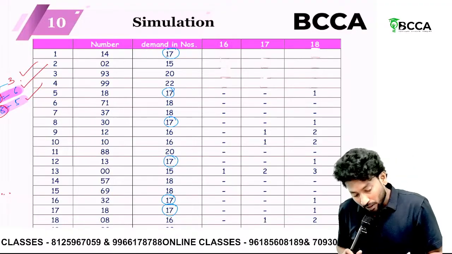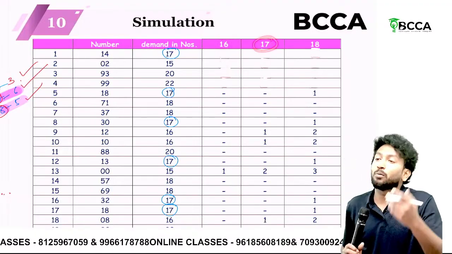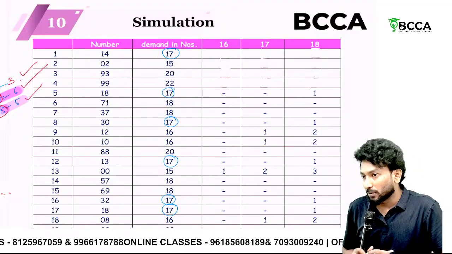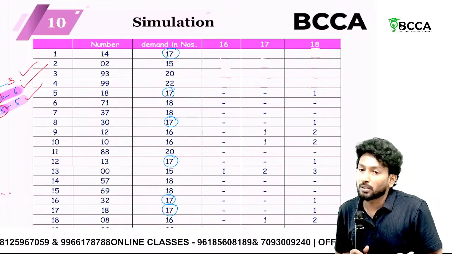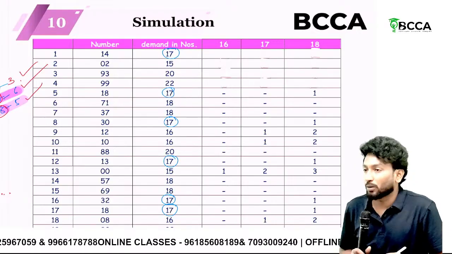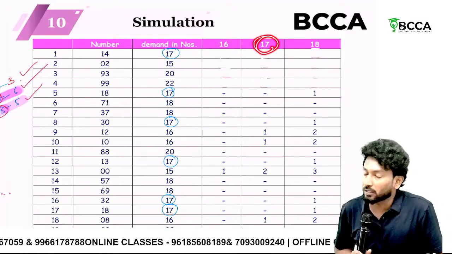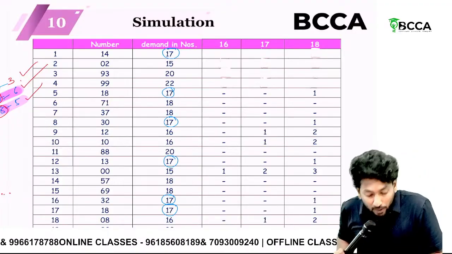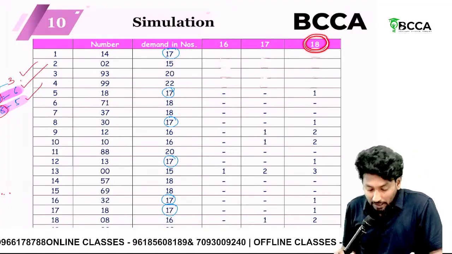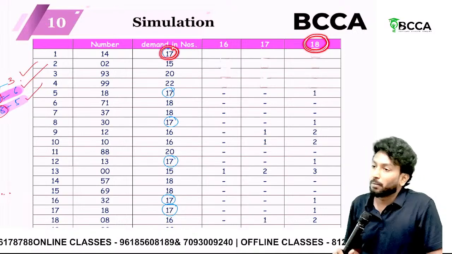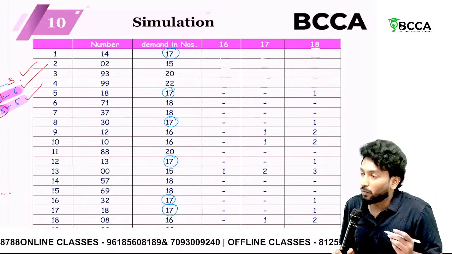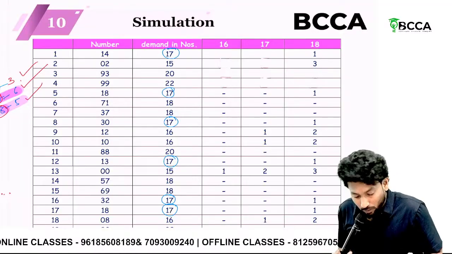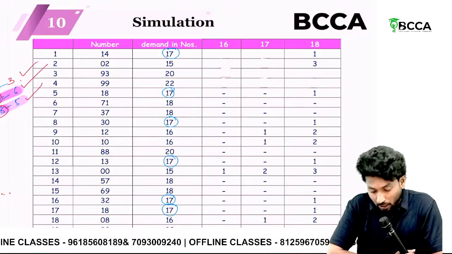Next one, 17. If I have 17 books in the store and the demand is 17, 17 customers came to purchase the books, so all the books can be sold and unsold books will be 0. If I have 18 books in the store and 17 customers came to purchase, then one book will be unsold.